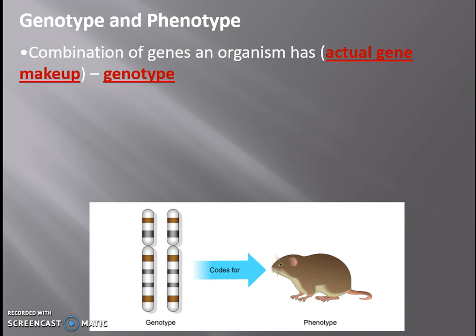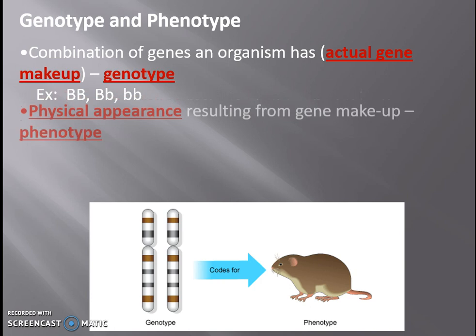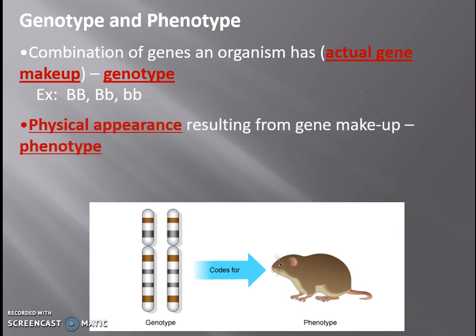What this genotype represents is some combination of alphabets. I'm going to discuss later what these alphabets represent and how you can have some different combinations. What is phenotype? Phenotype is the physical appearance resulting from this genetic makeup. So the physical appearance resulting from the gene makeup, we call that a phenotype.